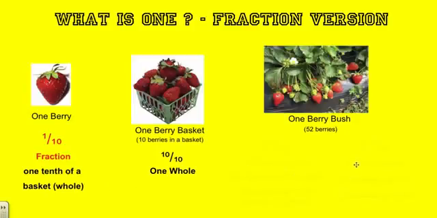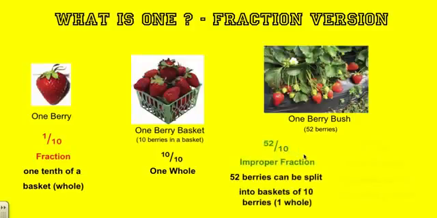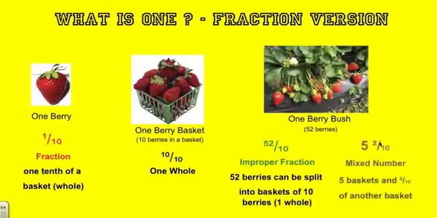So again, that 10/10, or 10 strawberries in the basket, are our whole. And going back to the strawberry bush, we have 52 total berries in the bush divided by 10 baskets. So those 52 berries can be split into baskets of 10, and then we're going to have a couple left over. And so that's where our mixed number comes in. So we have 5 whole baskets, and then 2 of 10 left over for an additional basket.